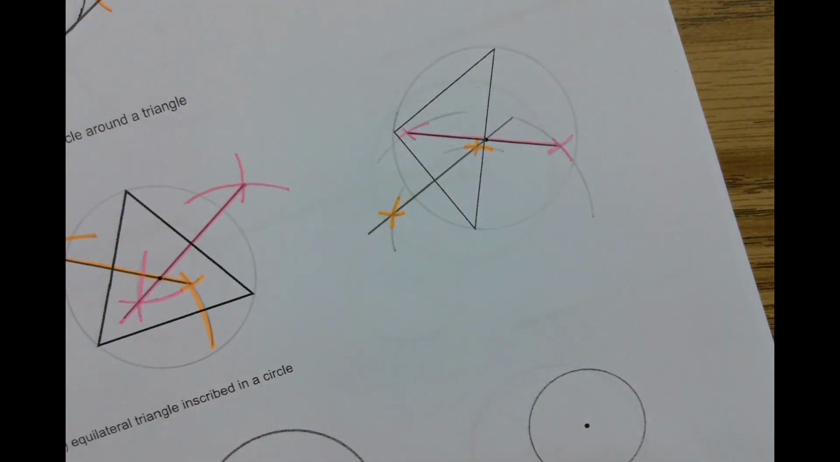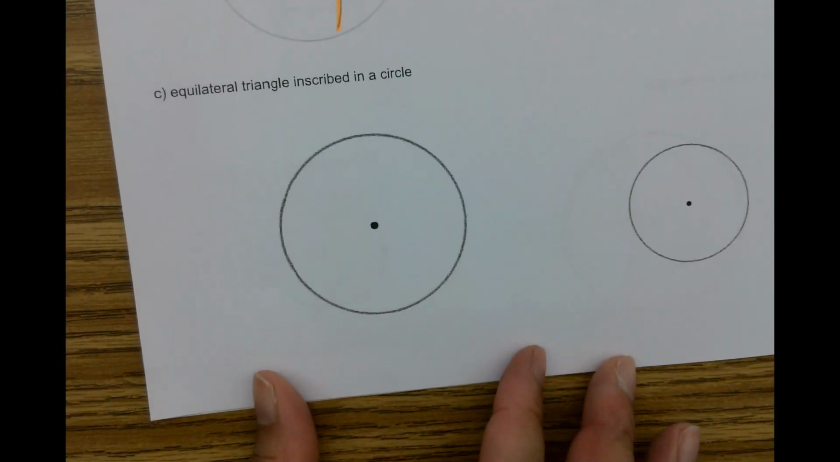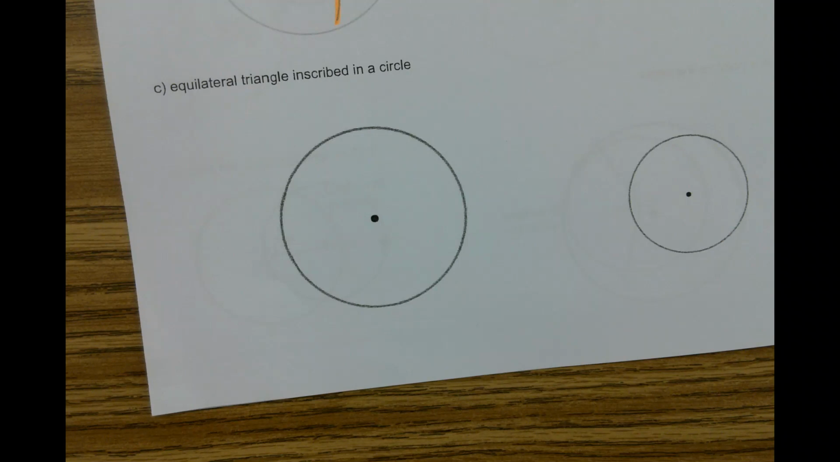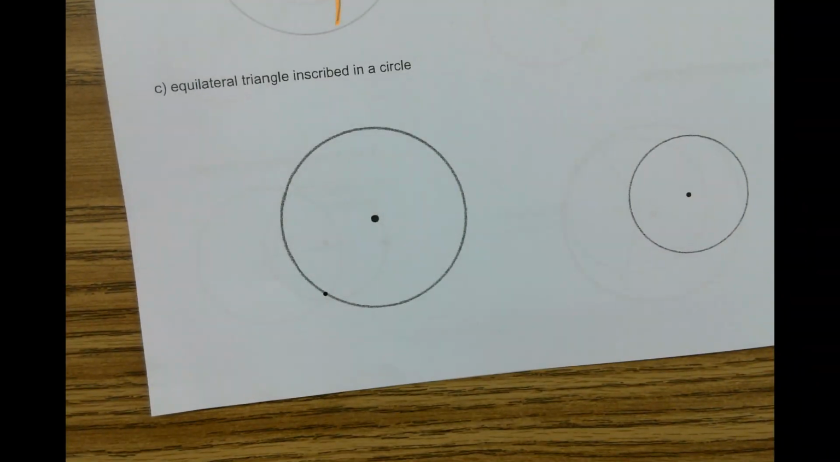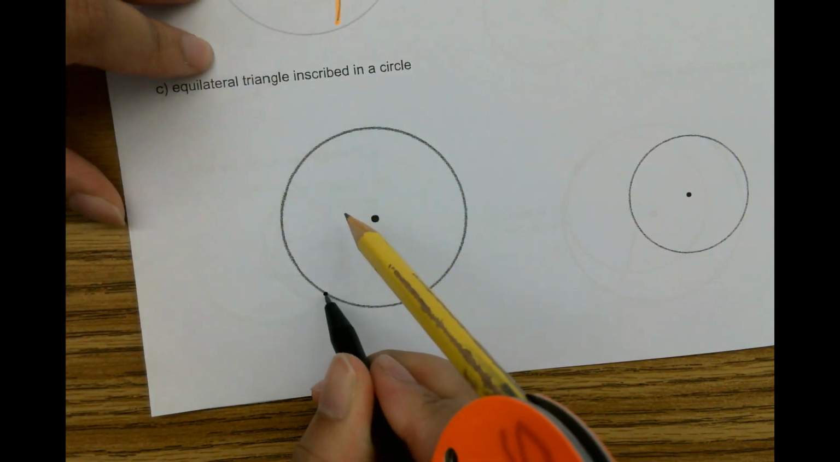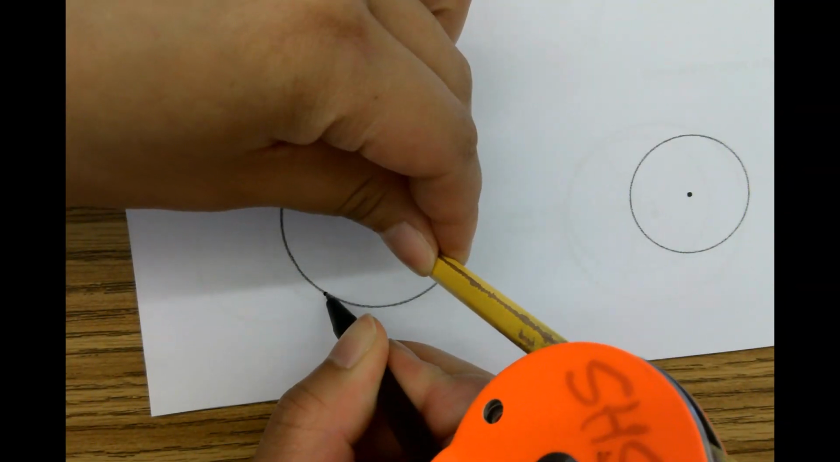Okay. Next one. So equilateral triangle inscribed in a circle. Love this one. This one's the easiest. Okay, pick a point on your circle. Doesn't matter where. Okay. Measure from that point to the center.